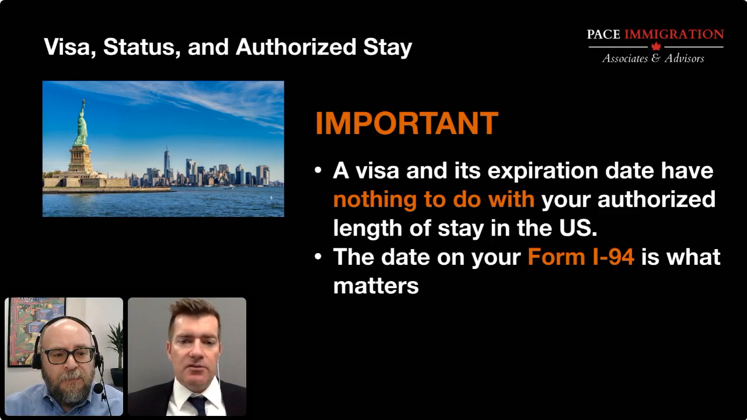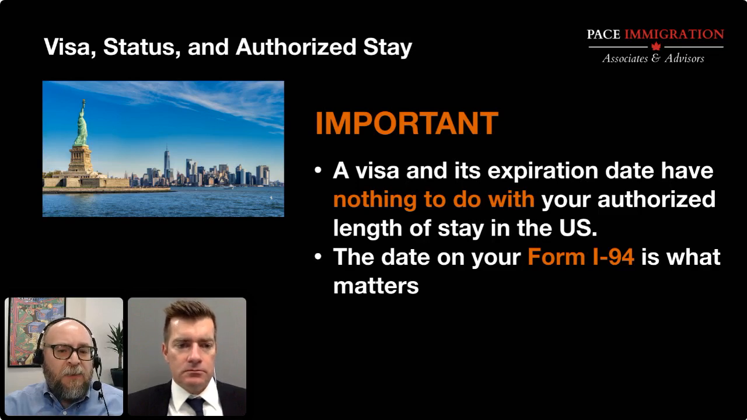And the second thing is a visa and its expiration date have nothing to do with your authorized length of stay. The visa could say whatever date it wants. That doesn't mean you can stay in the United States until that date, does it? Exactly. The visa is really just a start date and an end date of when you can enter the U.S. But when you meet CBP, they will generate a form called an I-94.